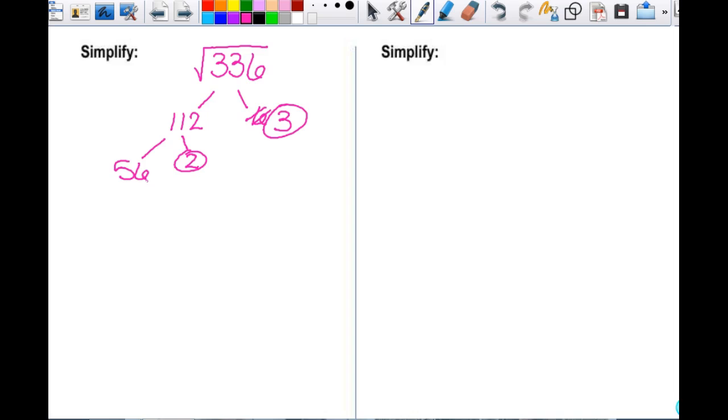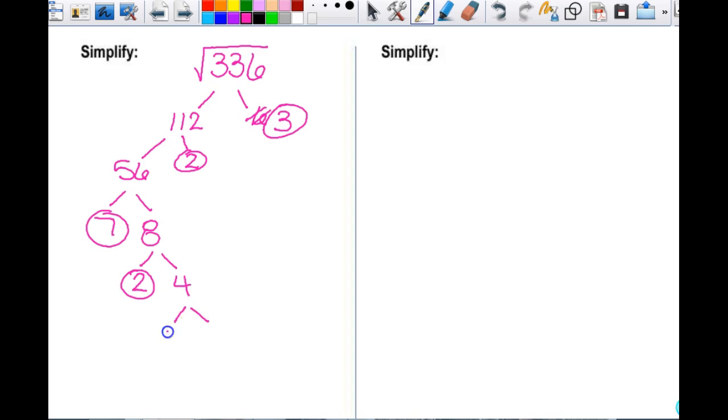So then 56, not a prime number. What are 2 numbers to multiply to give me 56? 7 and 8. If you weren't sure, you could still keep going by 2s for a while, right? But 7 and 8 work. So 7 is a prime number. I'm going to circle that. Then 8, I can break that into 2 and 4.